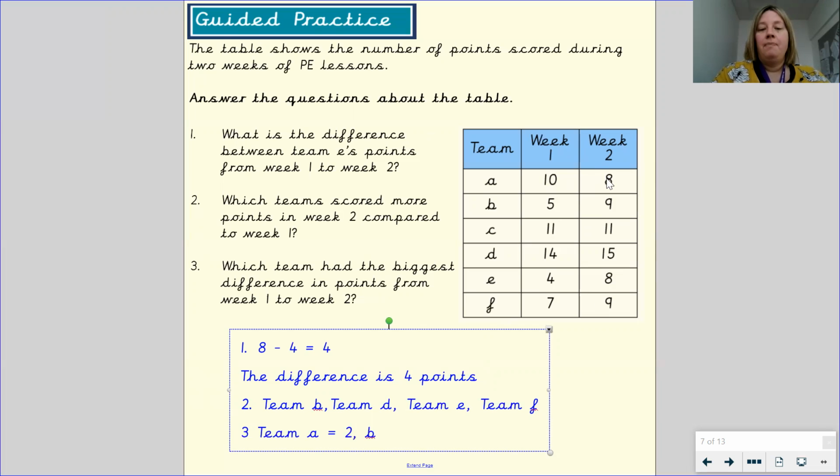Let's look at B. Can you work out the difference between 5 and 9 for me? The difference is 4 points. And go back and write points here because it's important that we do that. Let's have a look at Team C.